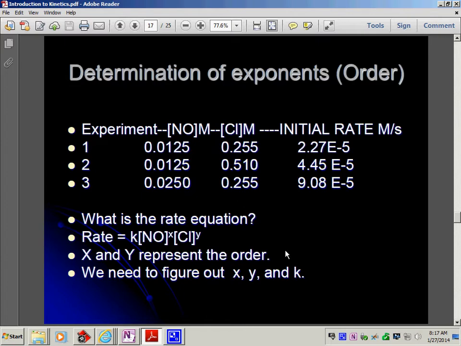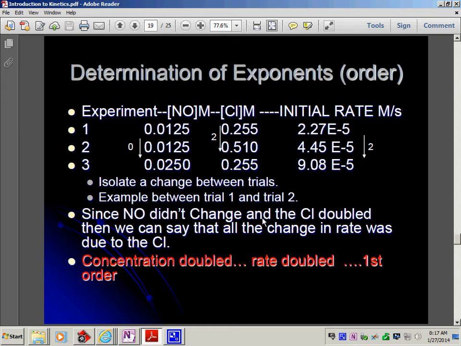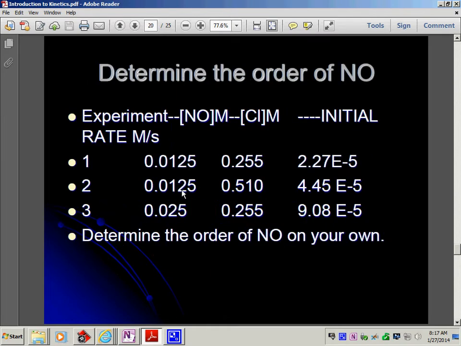Sometimes the questions are laid out nicely, sometimes you have to do a little problem solving. All right, so that one's now first order. Next one, now we have to figure out what's the NO? Now I have to pick a different reaction. I can pick 1 and 3, or 2 and 3. Now, if I were to pick 2 and 3, note that chlorine's changing. I don't like that. I want a relationship where the only change in rate is due to the NO. So I'm going to pick 1 and 3.